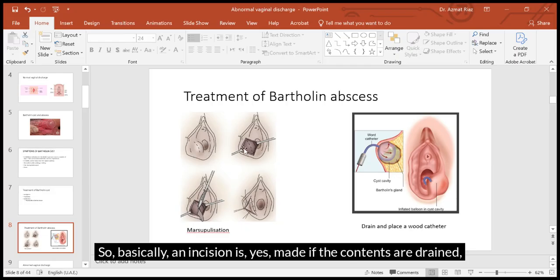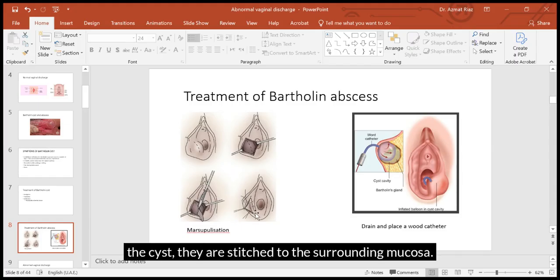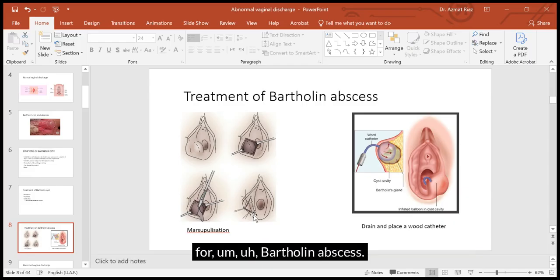Basically, an incision is made and the contents are drained, but the cavity is not closed. The cavity is kept open so that it continues to drain, but the walls of the cyst are stitched to the surrounding mucosa. You do not need to remember the exact details. Just remember that incision and drainage should not be performed for a Bartholin abscess.